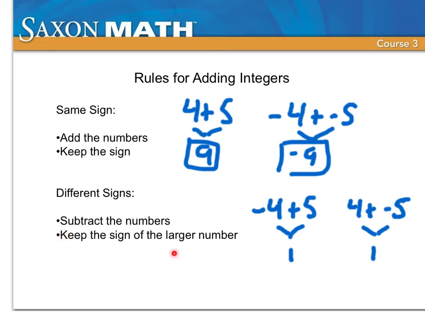But then I'm going to keep the sign of the larger number. Here, my larger number is 5. It's positive. So my answer is positive 1. And over here, my larger number is 5, but it's negative. So over here, my answer is -1.